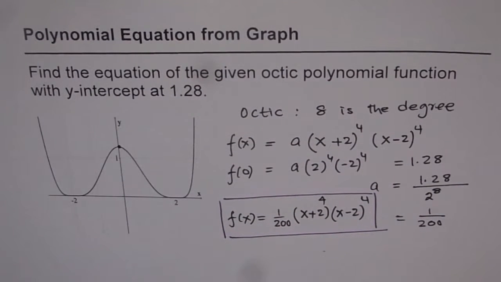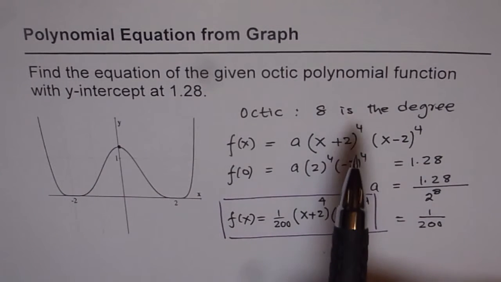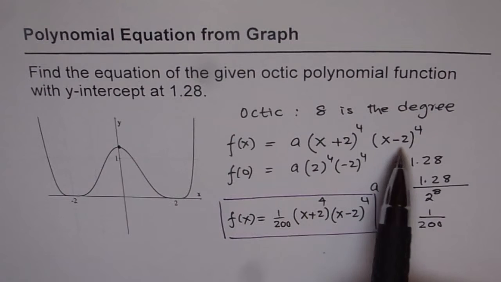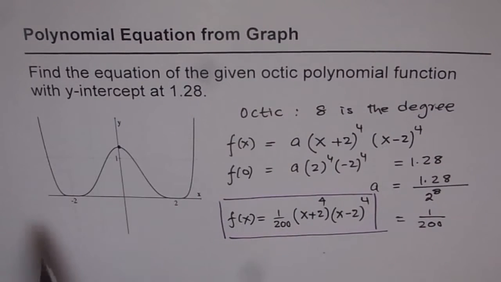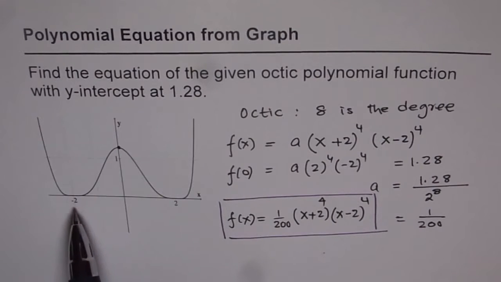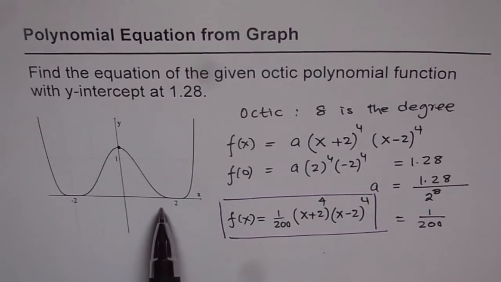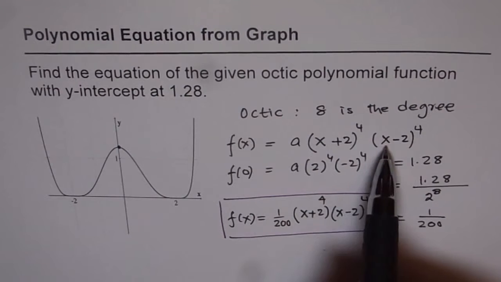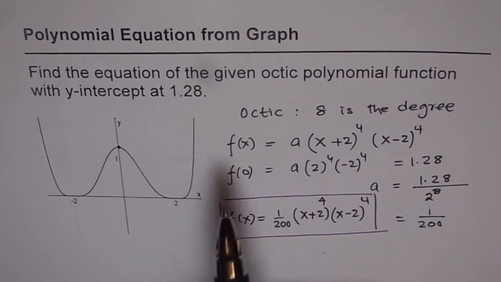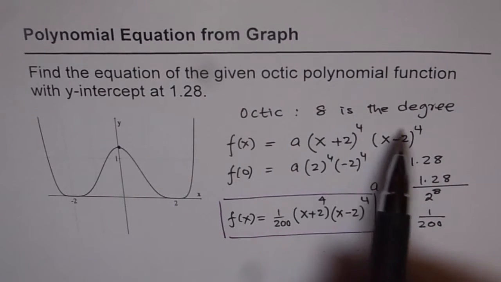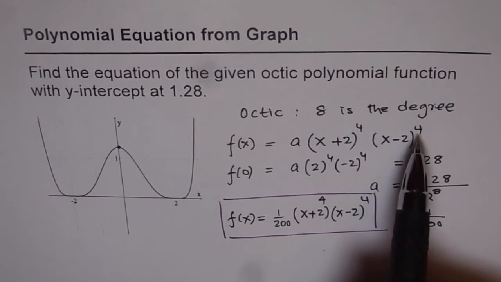I hope you understand the method. So the method here is, when you are given an octic polynomial, you should know that all the factors' degrees, when added together, should give you 8. Find the zeros. The zeros are at minus and plus 2, so that gives us factors x plus 2 and x minus 2. Now it looks like an even symmetric function, so the degree 8 we divided into 4 and 4. 4 plus 4 is 8.